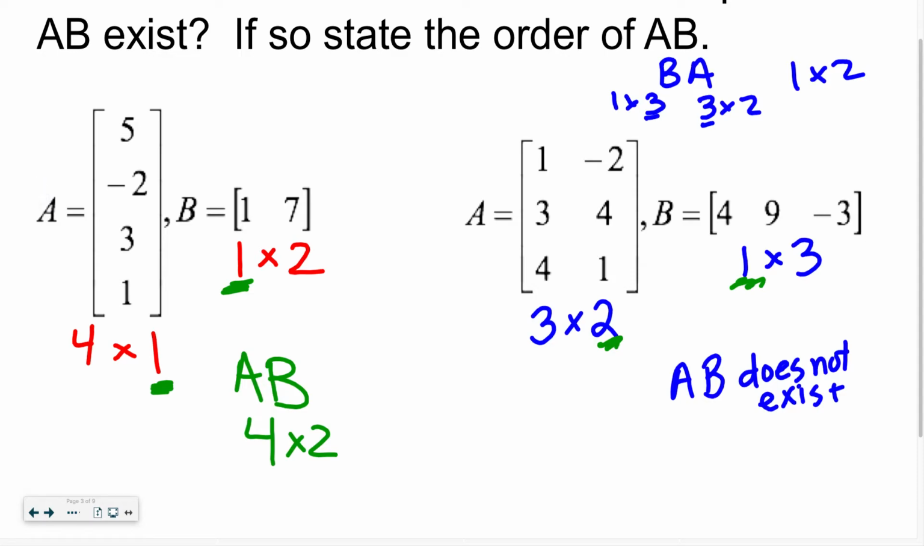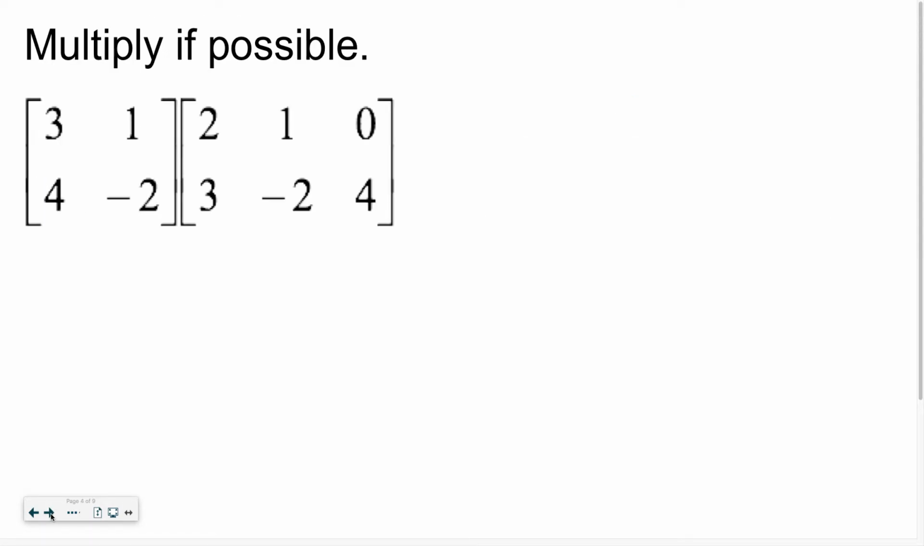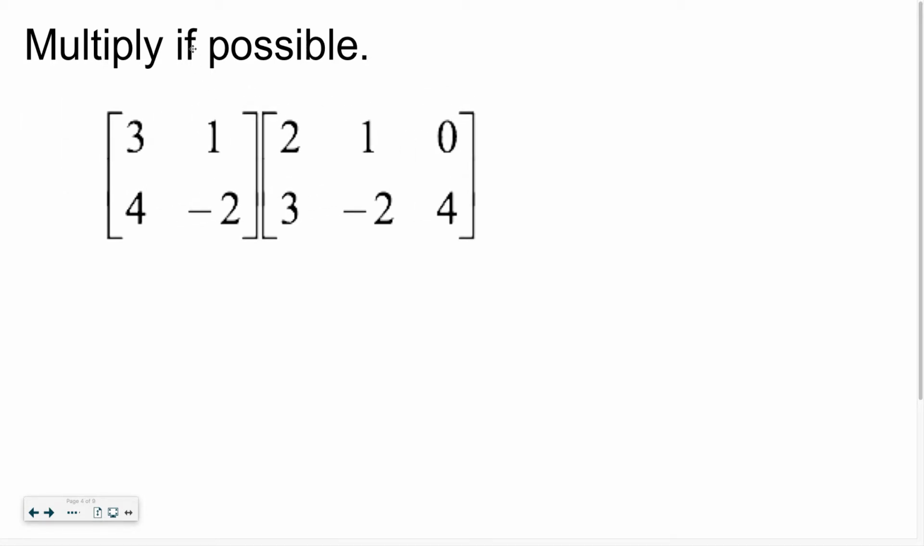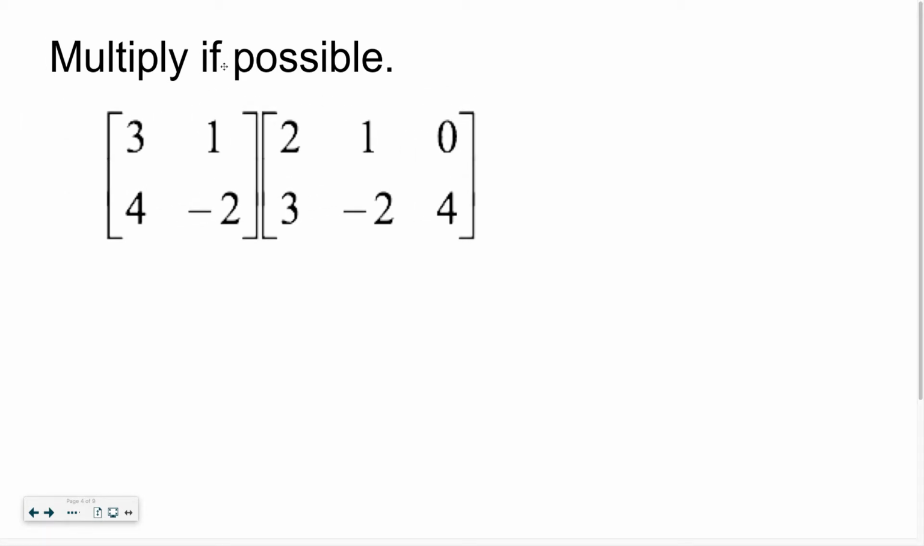All right, let's do an example where we actually multiply. I would jot this down in my notebook. So the directions will say multiply. Sometimes they'll say multiply if possible. Remember, you can't always add, subtract, or multiply every matrix. It depends on their orders.